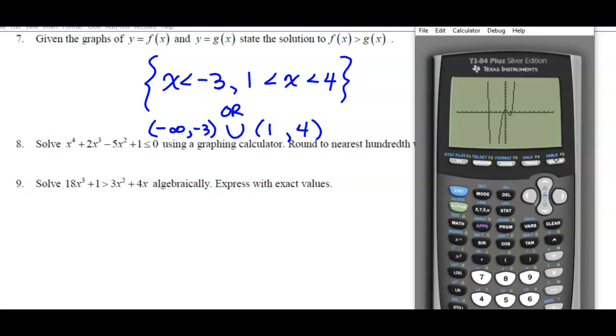What you're looking for is all the x values in this part of the graph. You don't have to change your window. Here, all the x values between there. So really, you do need to get all of those x-intercepts, because they're included in all of your solutions.